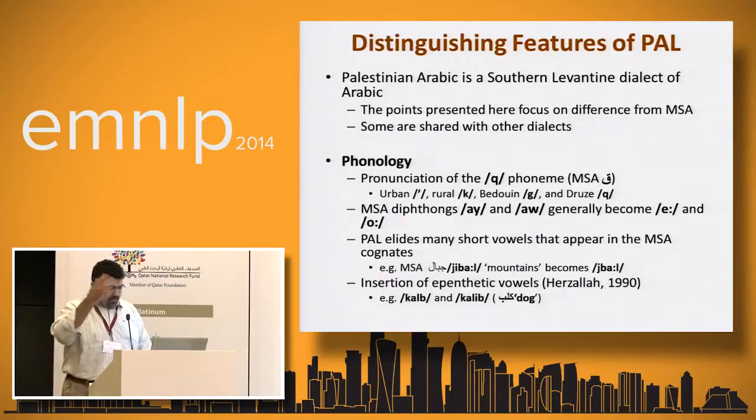In terms of the phonology, there are things like the pronunciation of the classical Arabic qaf, which actually ends up being produced in four different varieties within Palestine, depending on urban or rural or certain Druze communities. Diphthongs have become more like A and O sounds, and then short vowels just appear and disappear in different places that look random from an MSA point of view, but of course they have a regularity that underlies them.